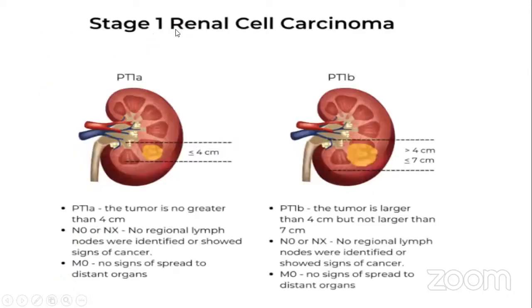This is stage 1. This is T1A, where the tumor is not greater than 4 centimeters, with no regional lymph nodes, N0 or NX, and no metastases, and it is limited to the kidney. As you see here, the tumor is less than or equal to 4 centimeters and limited to the kidney. And this is T1B. Here it is more than 4 centimeters and less than or equal to 7, with no lymph nodes and no metastases.